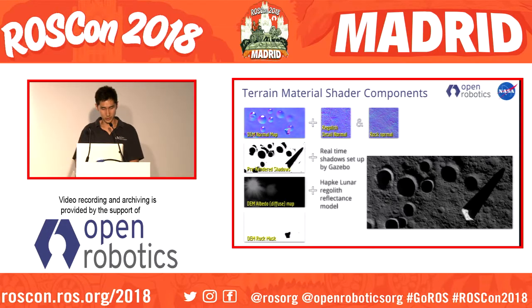For the albedo maps, you can see that the lighter colors are fresh craters, and you can see the splash rays from the impact. And they can also apply their own shading model, the Hapke model, to produce the image on the right.